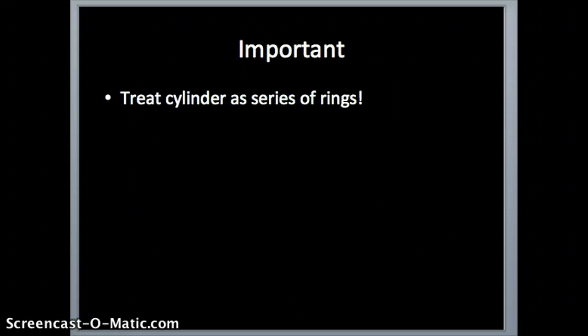So the key to this problem is understanding that the cylinder is a series of concentric rings, which allows you to use the electric field formula for rings. And this concludes the tutorial.